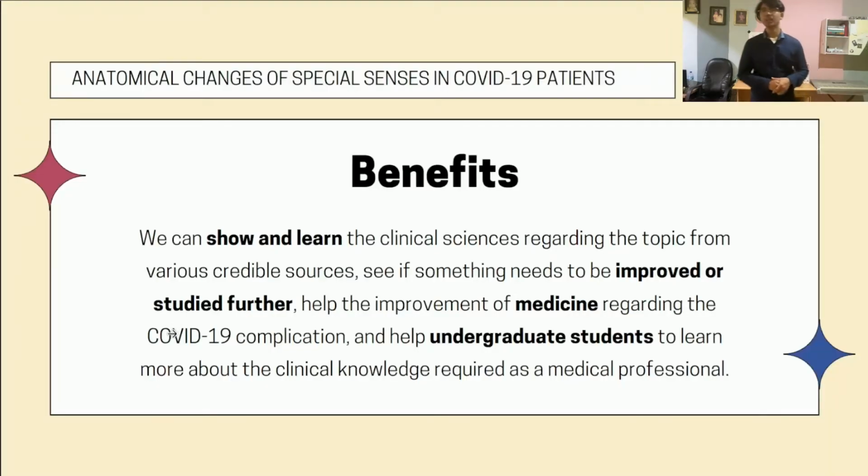Next slide. The benefit of our research is we can show and learn the clinical science regarding our topic, which is the anatomical changes in COVID-19 patients, especially in the 5 special senses, from various credible sources. And then we can also see if something needs to be improved or studied further. We can also help the improvement of medicine regarding COVID-19 complications, especially on the 5 special senses. And the final one is we can help undergraduate students to learn about the clinical knowledge required as a medical professional.